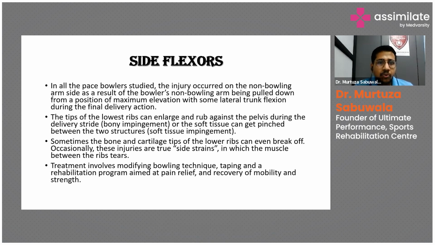The tip of the lower rib can enlarge and rub against the pelvis during the delivery stride, or the soft tissue can impinge between the two body structures. This impingement leads to injury. Sometimes the bone and the cartilage tip of the lower rib can even break off. Occasionally, these injuries are true side strains in which the muscles between the ribs tear. Treatment involves modifying the bowling technique, taping, and a rehabilitation program aimed at pain relief, recovery of mobility, and strength.